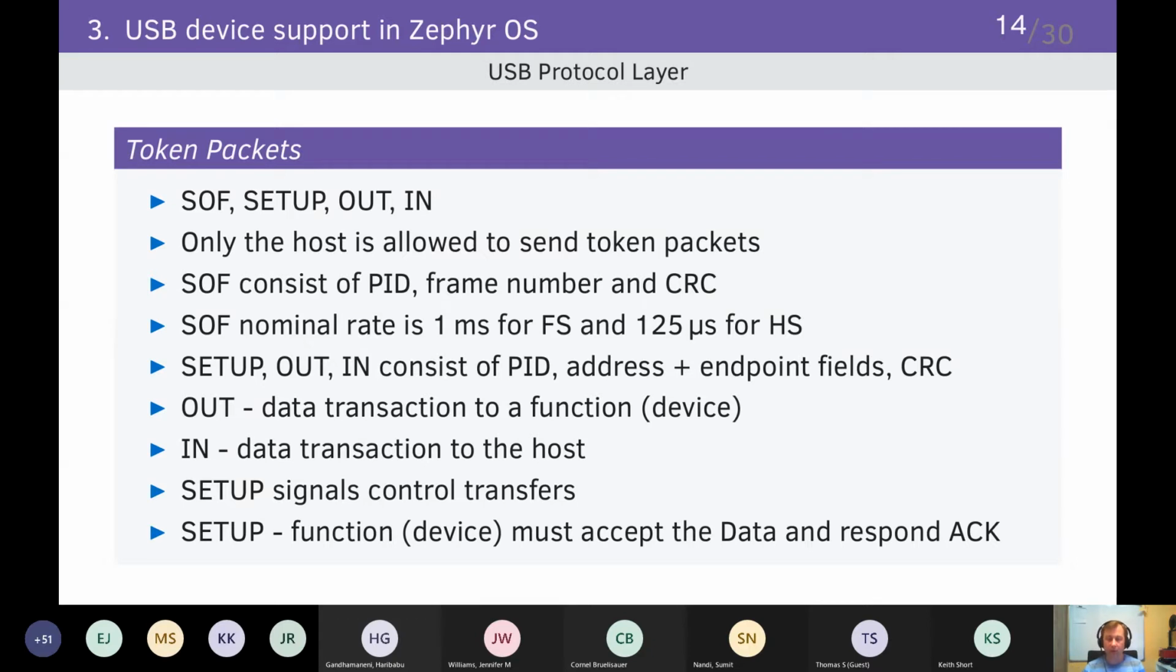The out token signals a data transaction to a function or device. The in token signals a data transaction to the host. And the setup token signals a control transfer. The setup token has a superpower: the host doesn't need to wait for the end of a transfer. It can issue a setup token every time.